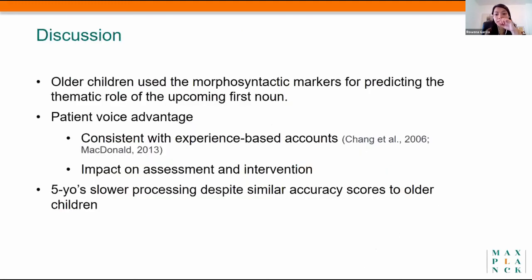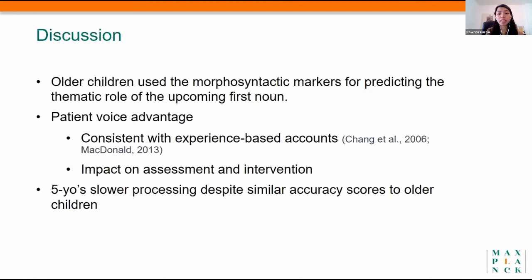So what we see here is that adults and older children can predict the upcoming first noun, but that this is dependent on voice. So even if both morphosyntactic markers appear early in the sentence, the voice distribution had an effect. So we can say that the patient voice advantage is consistent with the higher distribution of the patient voice, as well as with the claims of the experience-based accounts.